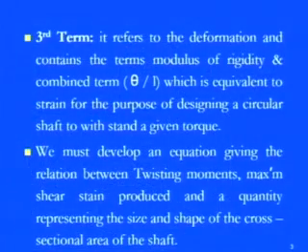So now we must develop an equation giving the relationship between the twisting moment, the maximum shear strain produced because of the shear stresses, and a quantity which represents the size and shape of the cross-sectional area of the shaft. Because if you know the size and shape of the cross-section, then you can find out how the distortion takes place, or how the microstructures are disturbed whenever torque is applied on this circular shaft. That's why all these three terms are very much valid whenever torque is applied on a circular shaft.